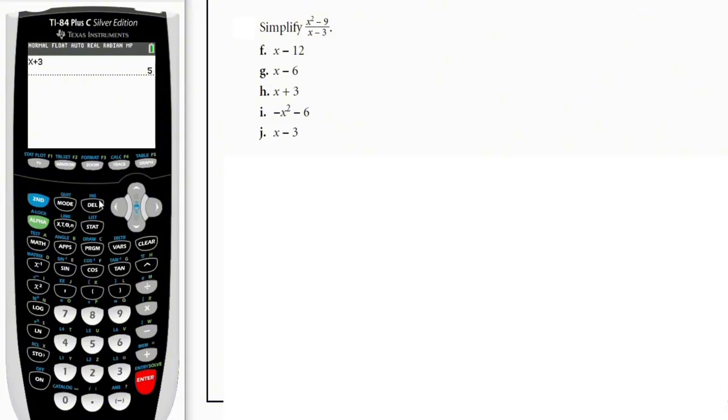Don't forget to reset the calculator once you're done. Just press the second button, this plus button, go for option 7, press 1 and press 2, and you'll be good to go.